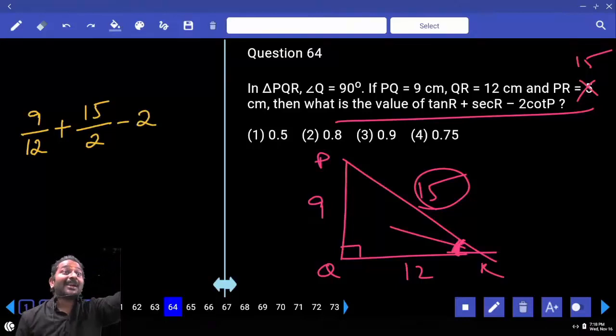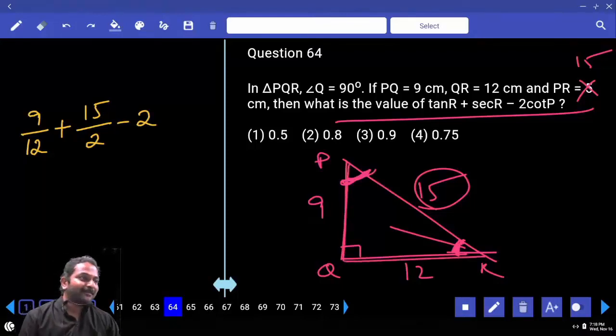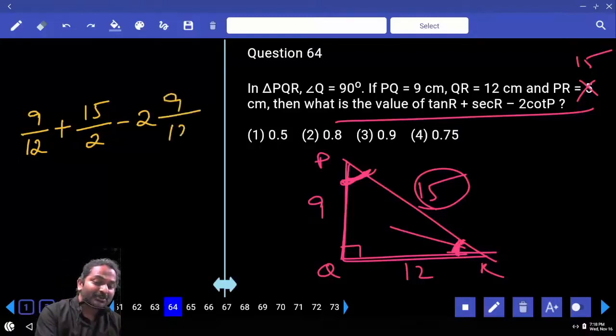It is not cot R. If it is cot R, definitely we can write it as 12 by 9. Cot P, now it is the opposite end, right? So we should take 9 by 12 only. Tan P is 12 by 9. Cot P is 9 by 12. Correct?